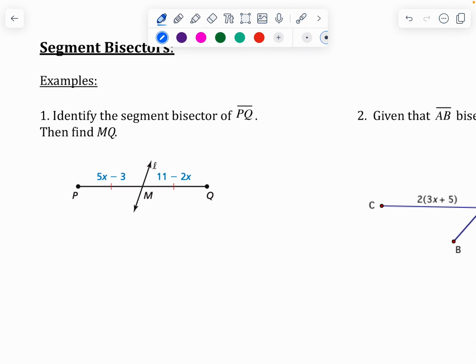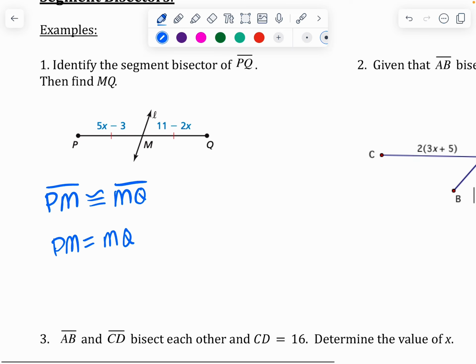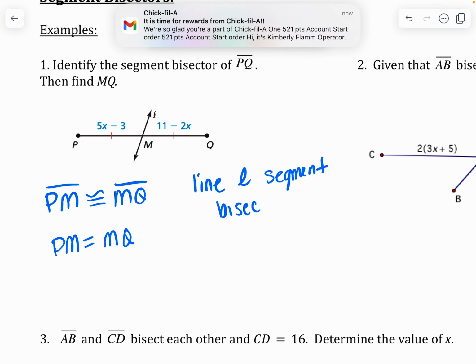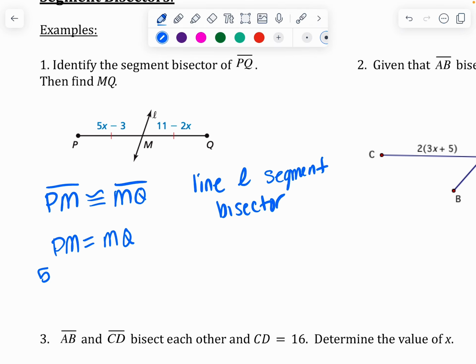This is a very similar example. We have to identify the segment bisector of PQ, then find MQ. So since we have that these segments here have these markings, we can say segment PM is congruent to segment MQ because of these markings here, the red ones. So in that case, the length of PM is equal to the length of MQ, which means that line L is the segment bisector. And we can take the length of PM, 5x minus 3, and set it equal to the length of MQ, which is 11 minus 2x. And then we can solve for x.